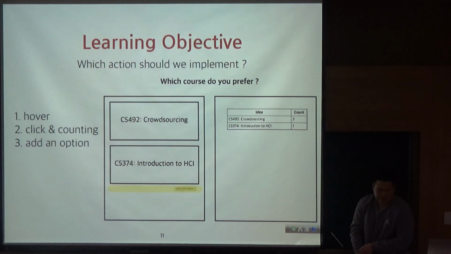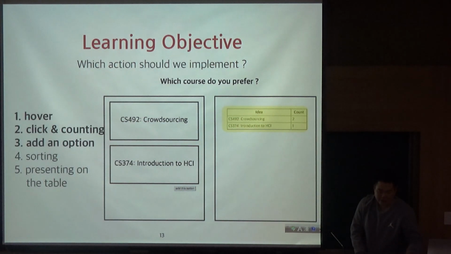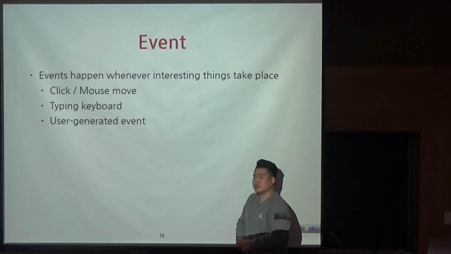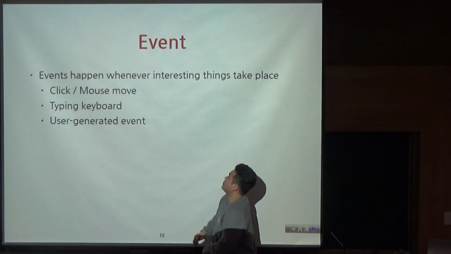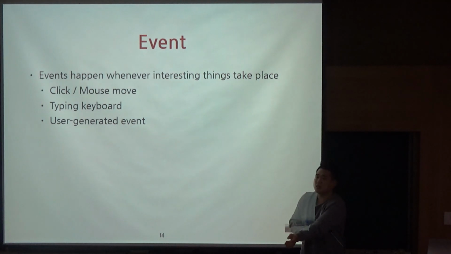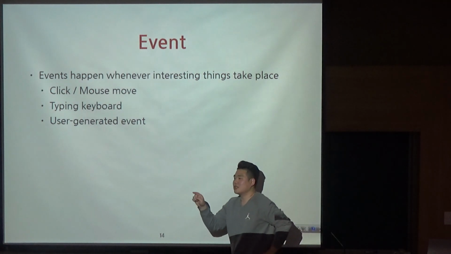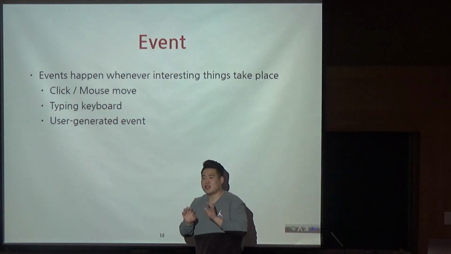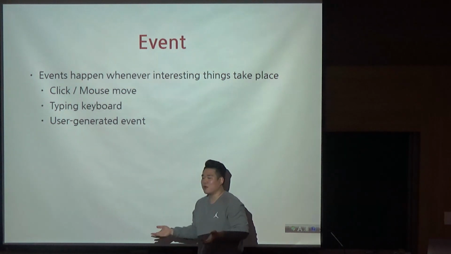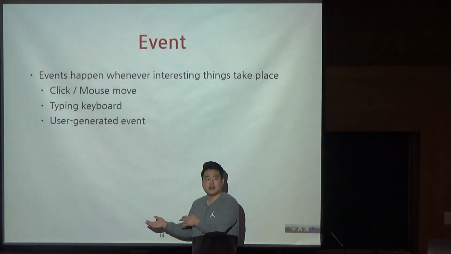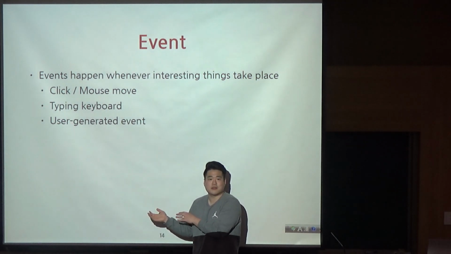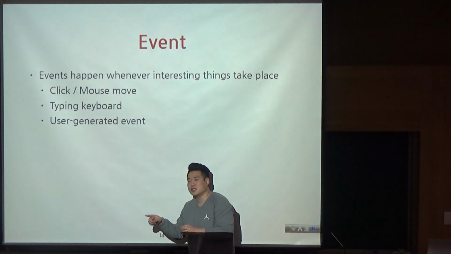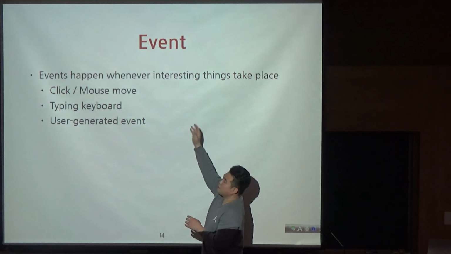So, bunch of different things. And we call it event. Like events happen whenever interesting things take place. So if we click something, then there's an event. Okay. If we type something, there's also another event. Like key down event happens. Okay. If user does something on your website, everything is implemented as event.